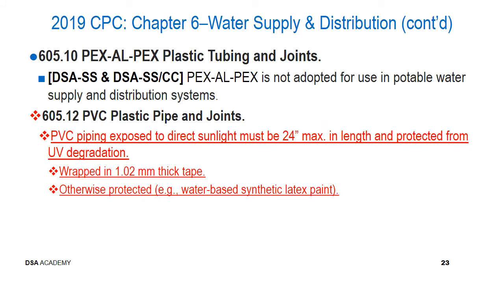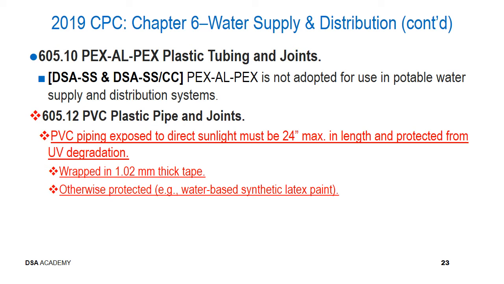One of the joint connections that is not adopted by DSA is located in section 605.10, and it is PEX, AL PEX, plastic tubing and joints. You'll see here in this slide that we have added a banner, DSA SS and DSA SS/CC, which reiterates the fact that DSA does not adopt this particular joint connection for use in projects under DSA jurisdiction. And this is not a change. This has always been the case.